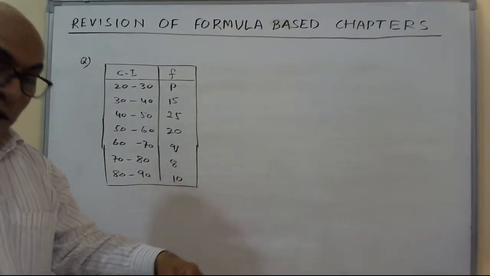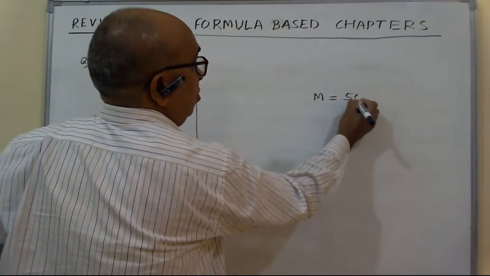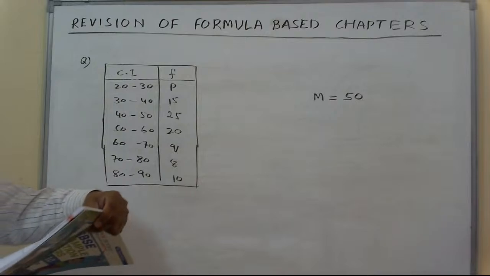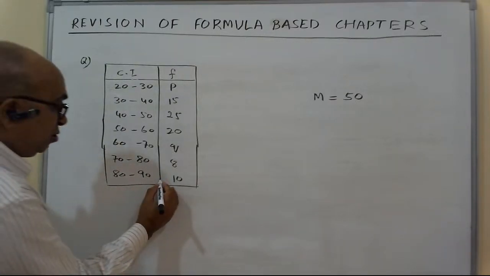The median of the following data is 50. Median is given as 50. Sum of frequencies is 90. So it is 90.